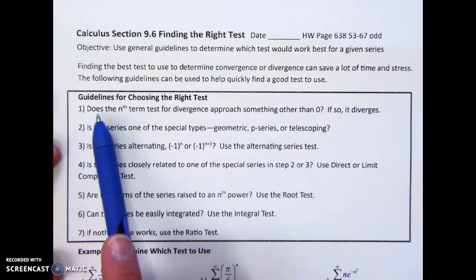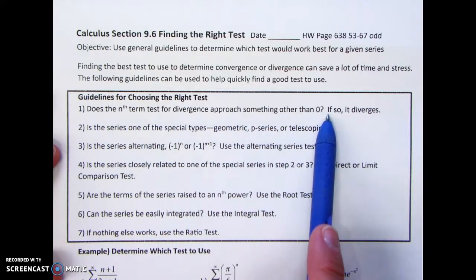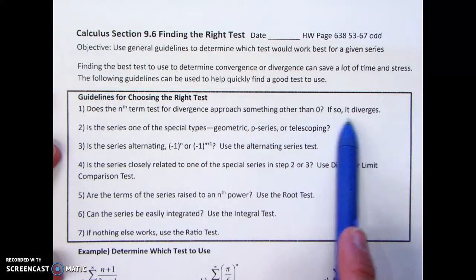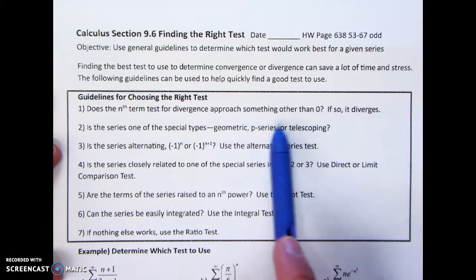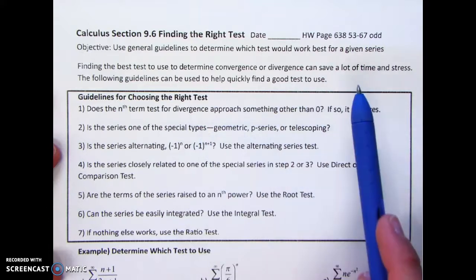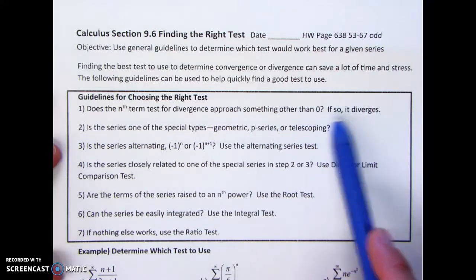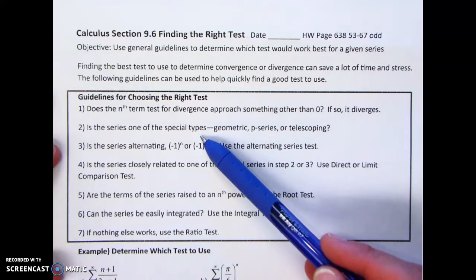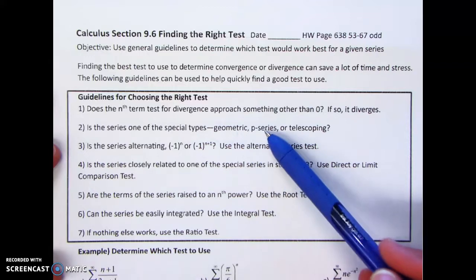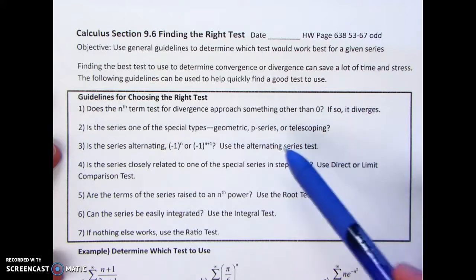Okay. Does the nth term test for divergence approach something other than 0? If so, that diverges. Usually you can do that in your head. You could just say, as n goes to infinity, is it going to something other than 0? If it does, then it diverges. The easy special types would be geometric or p-series, and then telescoping is where you have a positive and then negative, and they cancel each other out.